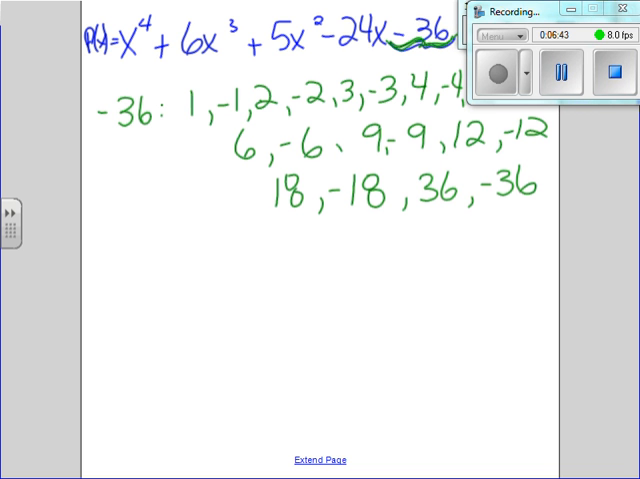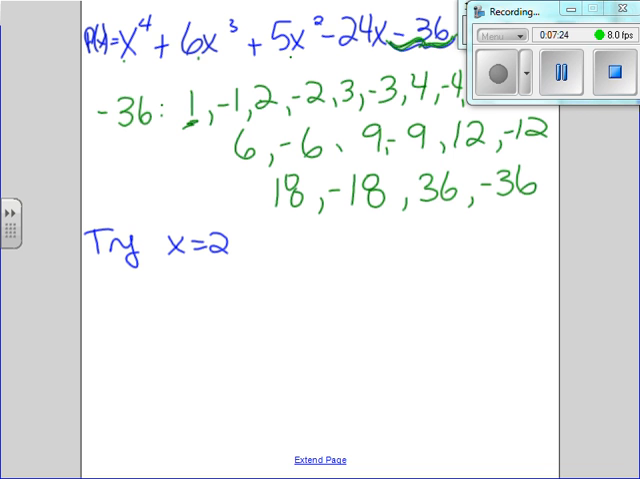Okay, so there's some that you can quickly use mental math for and decide whether or not it's a factor. Remember what we're looking for is when I put one of these numbers in for a, is it going to give me 0 out? If it's a factor, it's going to give me 0 remainder because it's going to work perfectly. So I know that 1 probably isn't going to work because 1 plus 6 plus 5 minus 24 minus 36 does not give me 0, nor does negative 1. So I'm going to move on to the next one, which is a 2. So let's try x equals 2.